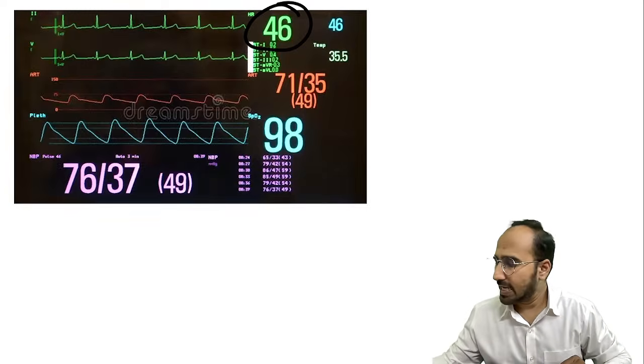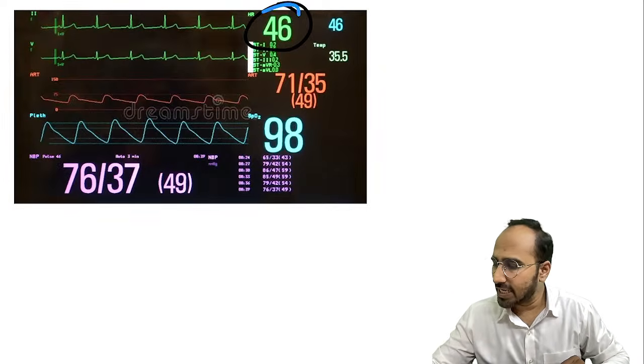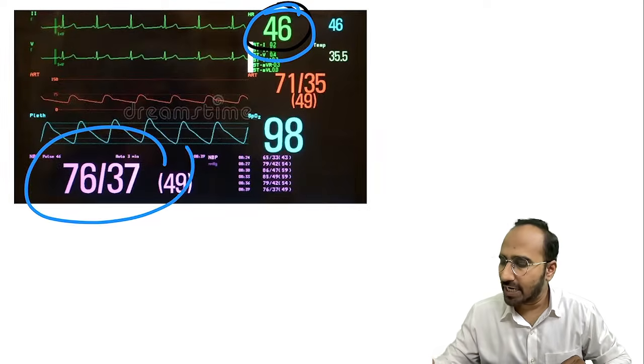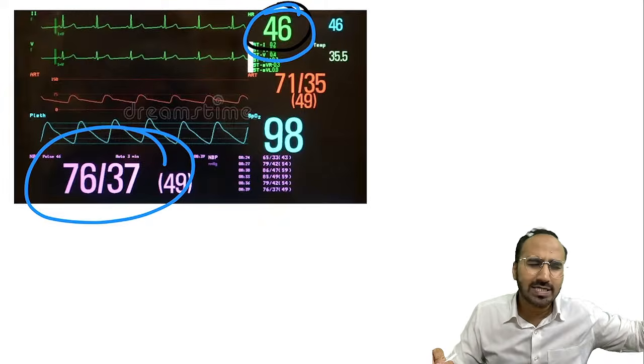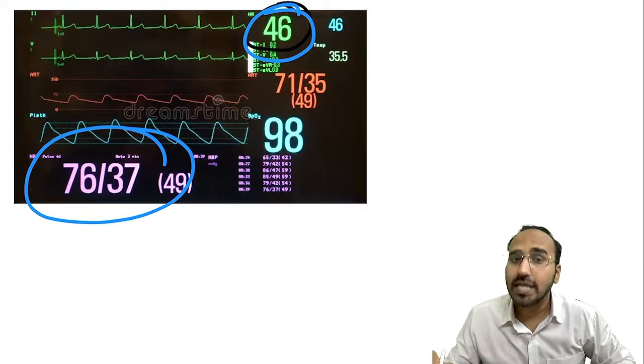You are seeing a heart rate of 46. You are seeing a BP of 76/30. So basically, you are seeing bradycardia, you are seeing hypotension. So you are preparing yourself for the complications.